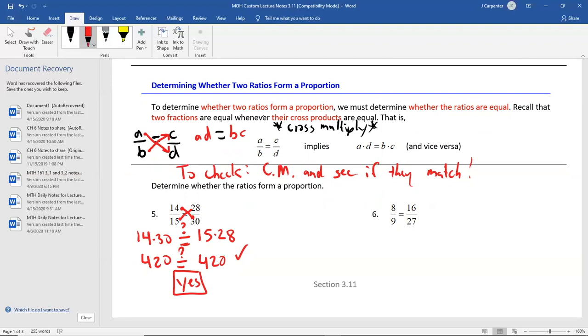I'd hold your horses on that, though. Be very, very careful when you start trying to rush and make assumptions. Let's cross multiply and see what happens, or reduce both and see what happens. That's the other way of doing it. So we take the 8 times the 27, and we say, is that the same thing as the 9 times the 16?